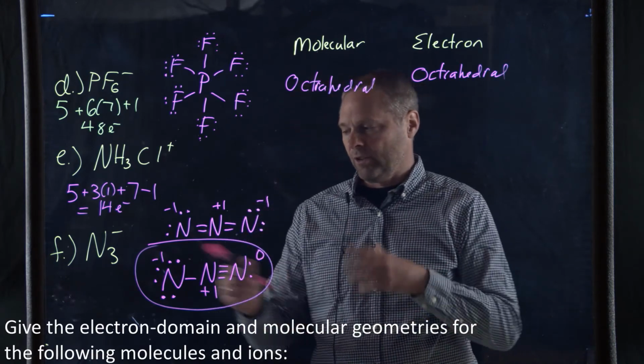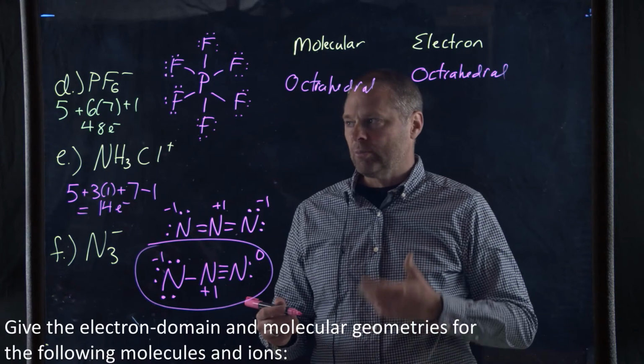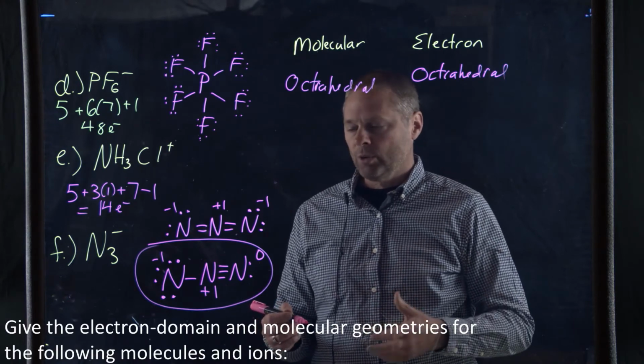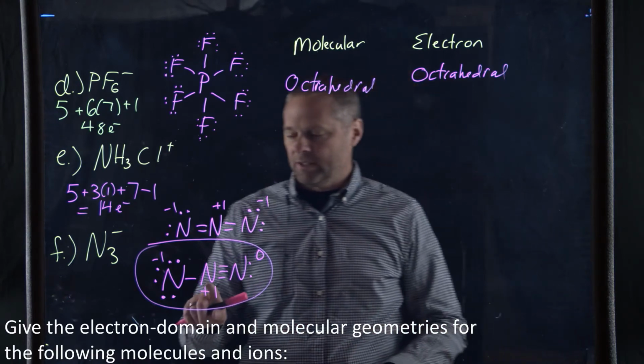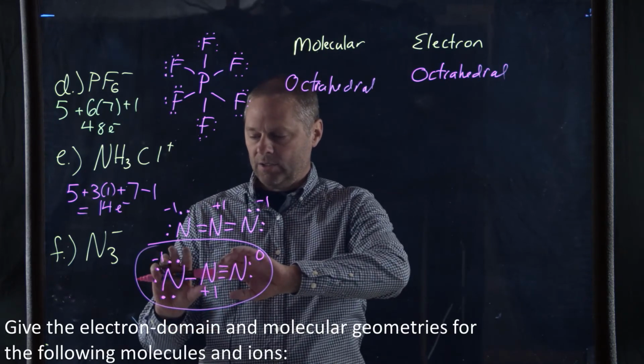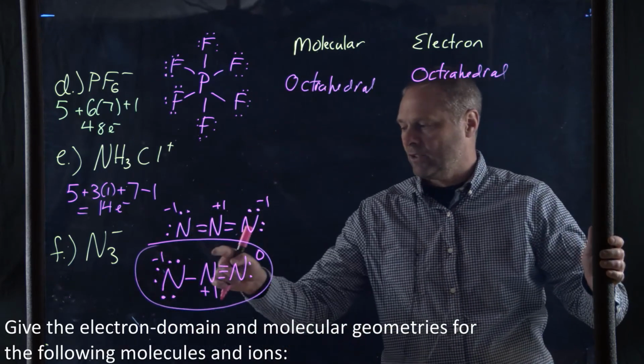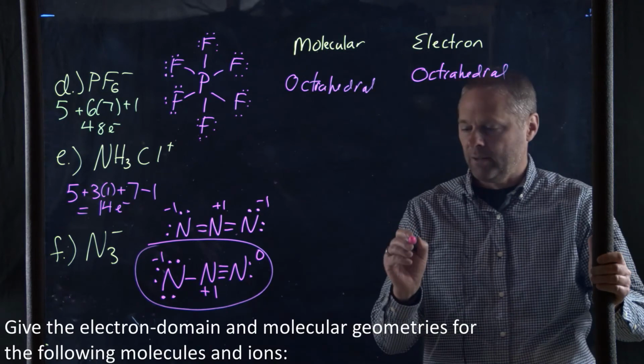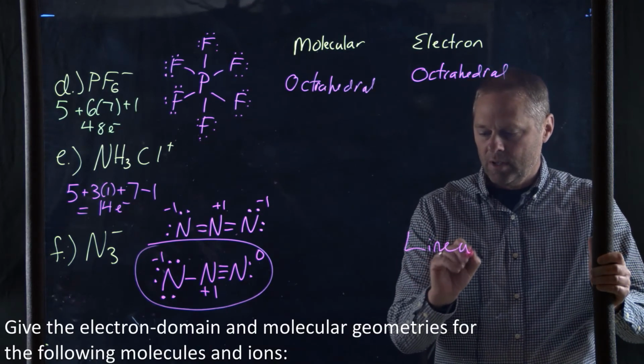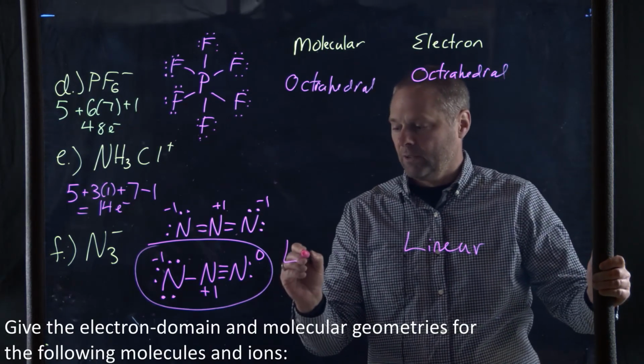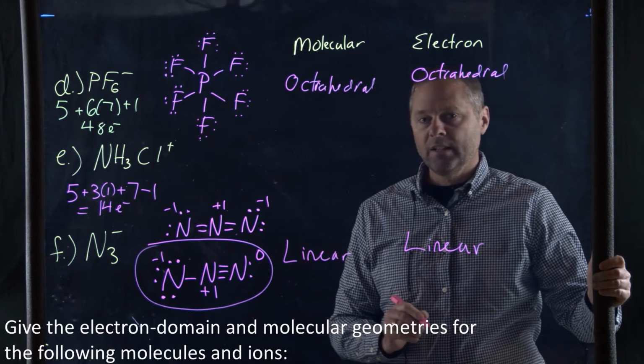All right, but that doesn't make any difference in the electron and molecular geometry. I just wanted to show you how the formal charge is important for determining Lewis dot structures. Now we look at this nitrogen. It has one domain, two domains, so it only has two domains, and there are no lone pairs of electrons on the central atom. So this becomes linear, and the molecular geometry is linear as well.